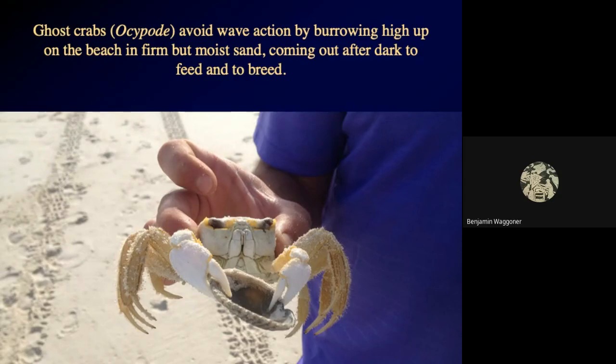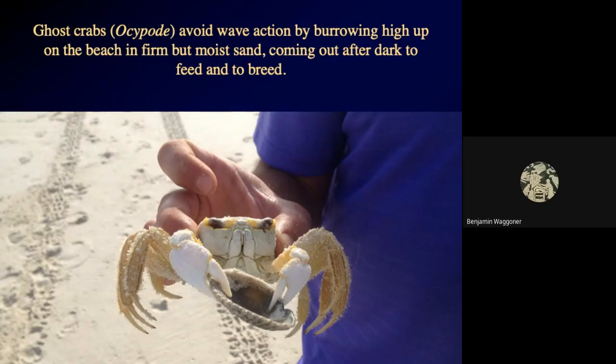They avoid wave action because they live high up on the beach, where the sand is not stirred up by the waves, but still moist. And they'll burrow pretty deeply into that moist sand, even if the outside is very warm and dry. Burrowing deep enough will get you into contact with moist sand that stays cool. So they'll stay there and then come out after dark to feed and also to breed. They will actually come down to the tide line to lay their eggs.